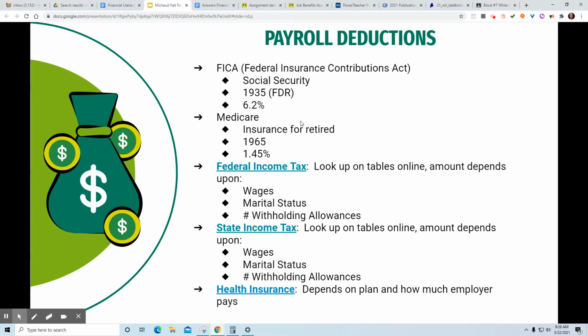You'll need to look up the amounts withdrawn for federal and state income tax. The amounts withdrawn for these depend on wages, marital status, and the number of withholding allowances. Withholding allowances essentially is the number of people you're financially responsible for. The amount withdrawn for health insurance depends upon the plan that you have and how much your employer is willing to pay.